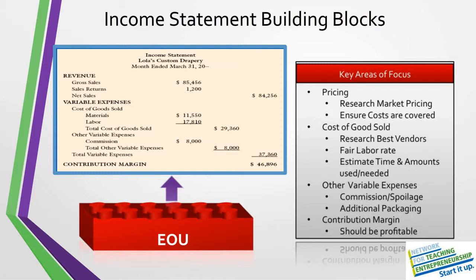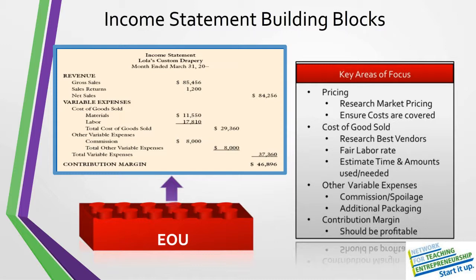The key areas of focus and consideration for this building block are related to her profits, so Lola needs to consider the following. Pricing, that's related directly to revenue. She needs to ensure that she covers all her variable expenses, but at a rate that the market will bear. So that means a price that both customers will pay and also is competitive with other drapery businesses.